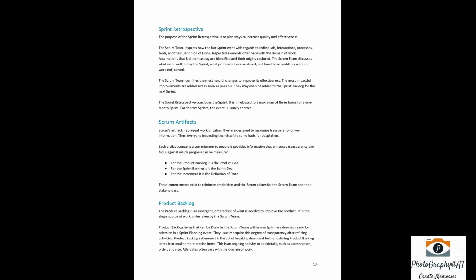Scrum Artifacts. Scrum's artifacts represent work or value. They are designed to maximize transparency of key information. Thus, everyone inspecting them has the same basis for adaptation.